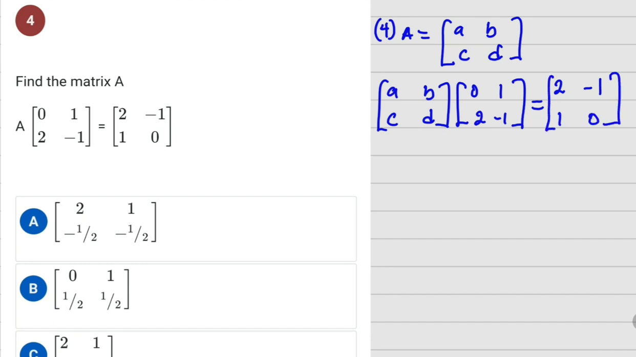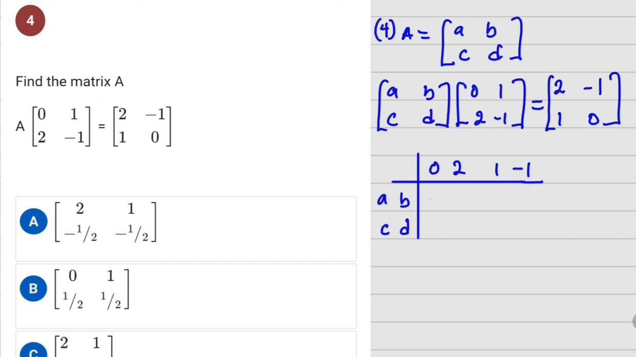Okay, so quickly let's multiply this matrix. I'm going to show you one short way of multiplying matrices so that you will not make mistakes. Now remember, multiplying matrices is a row by column thing. I'll pick the first row, A, B, then the second row, C, D. Then my columns will be 0, 2 and 1, -1.